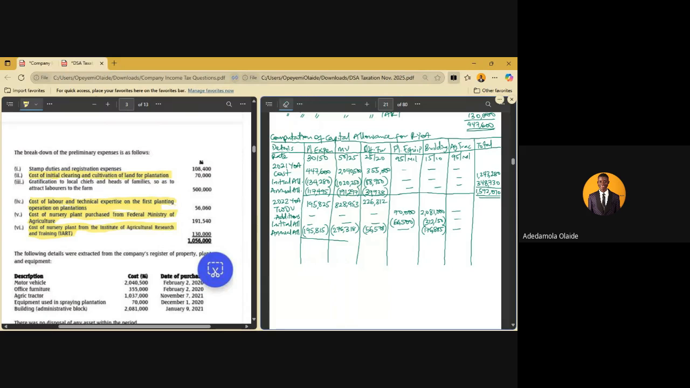Having said that, we have the 2023 year of assessment tax written down value. This will be 552,635.